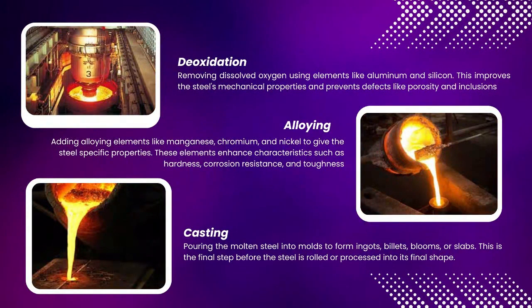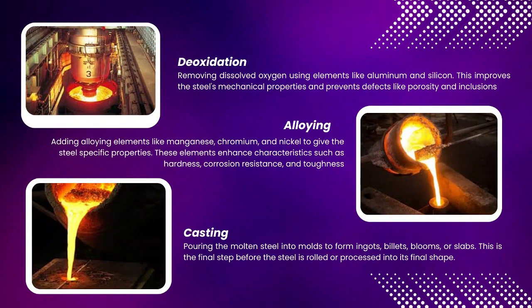Deoxidation, removing dissolved oxygen using elements like aluminum and silicon. This improves the steel's mechanical properties and prevents defects like porosity and inclusions. Alloying, adding alloying elements like manganese, chromium, and nickel to give the steel specific properties. These elements enhance characteristics such as hardness, corrosion resistance, and toughness.